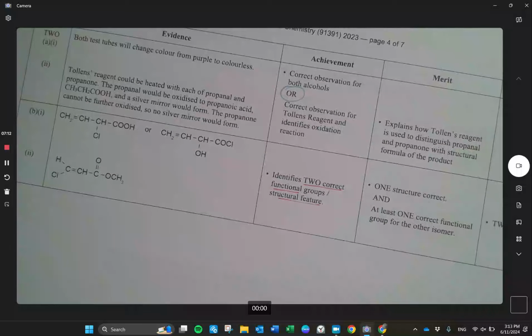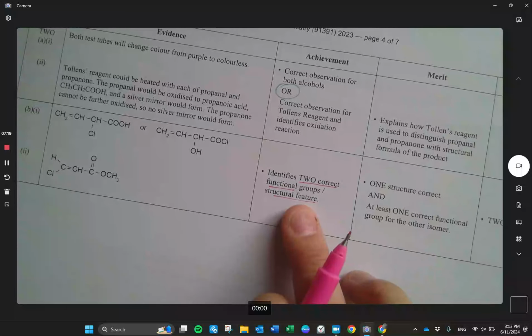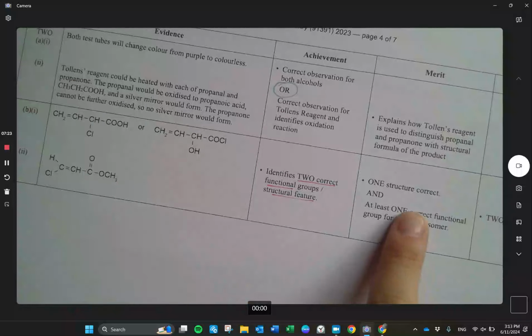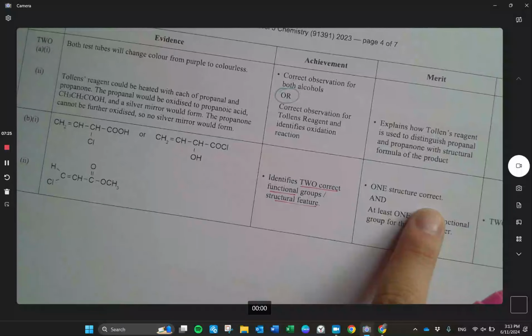Thank you. Okay, so 2 correct features on it, functional group or structure. So you don't actually have to figure out the molecule. If you see here, it's merit level to get the molecule. So don't stress. I don't know if that helped or not.